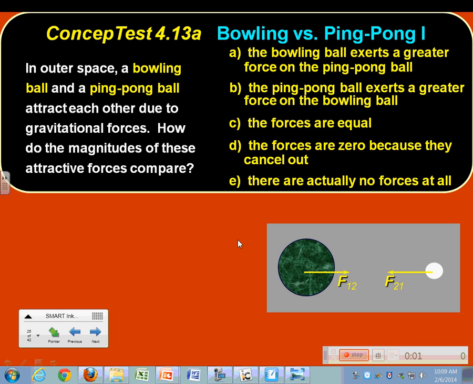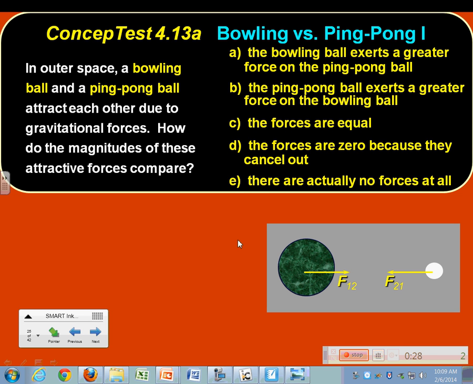You might not know this right away, but I think you can reason it out. So I have two objects of certain masses, and there are gravitational forces between them. For example, the Earth is pulling down on me with 700 newtons, and likewise, I'm pulling back up on the Earth. Now if I had two objects, like a bowling ball and a ping pong ball, out in space, and they're similarly attracted by gravitational forces, how do those forces compare?